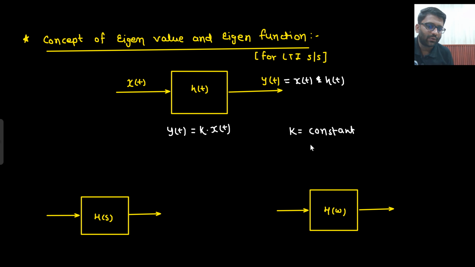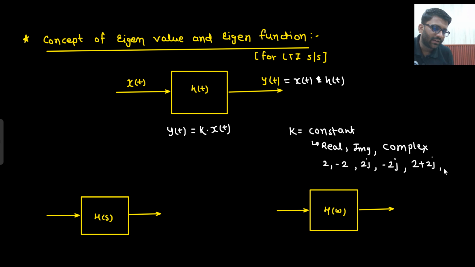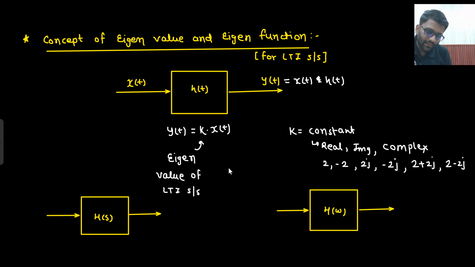This k could be anything. It could be real, imaginary, or complex. It could have a value of 2, or minus 2, 2j, minus 2j, 2 plus 2j, or 2 minus 2j. Basically, it should be a complex number, that's it. So if this is the scenario, then this k is known as the eigenvalue of the LTI system, and this x(t) is known as the eigenfunction of the LTI system.